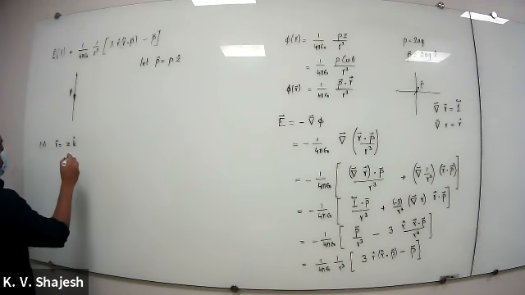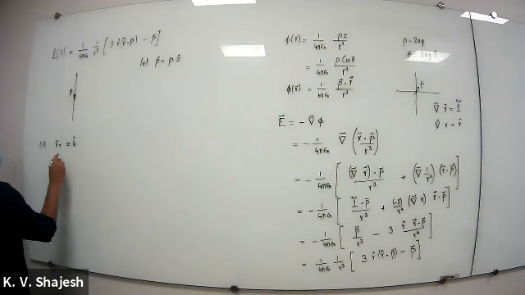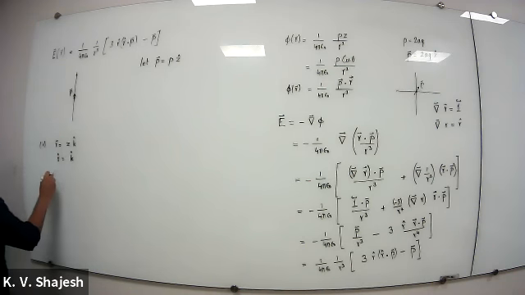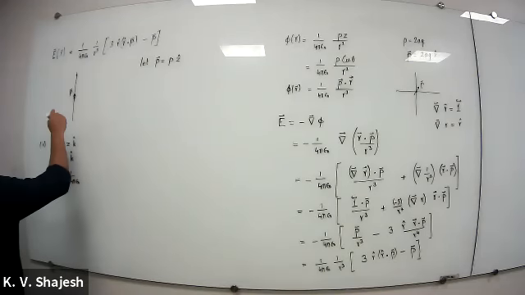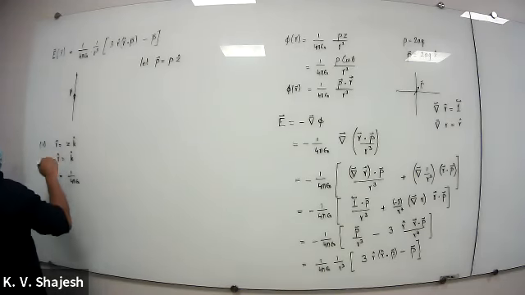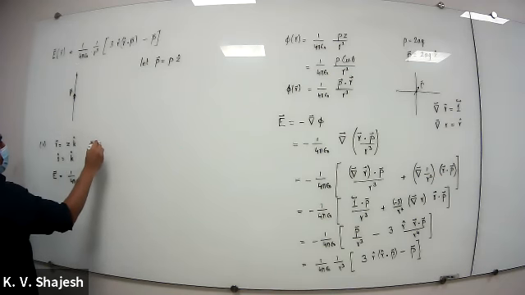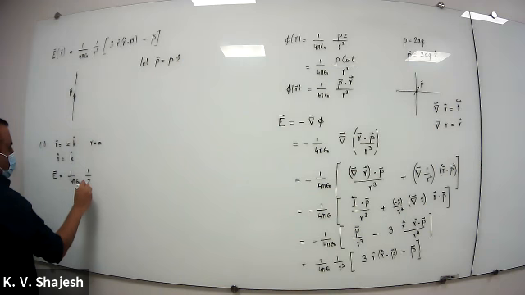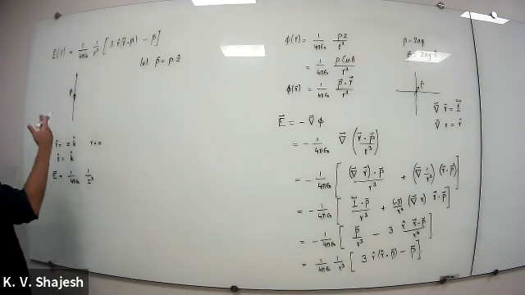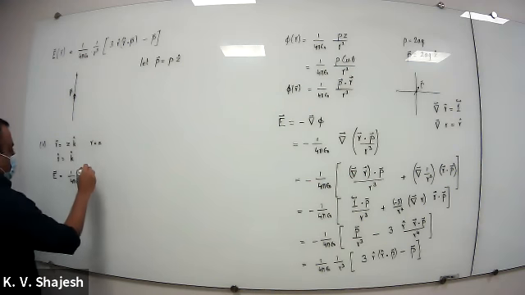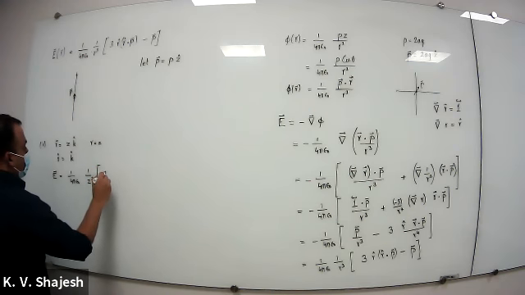So r hat is equal to k hat itself. And what is your electric field? Electric field is 1 over 4 pi epsilon naught. What's the distance? If we say r is z times k hat, the magnitude of r is z itself. So it is 1 over z cubed. Z we are saying is positive, and this is 3 times r hat, which is k hat.